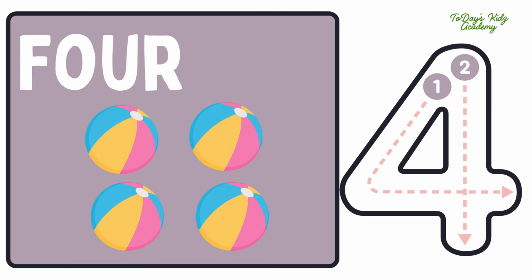Number 4. This is the number 4. Say 4. Let's trace it. Down, across, straight down. 4. Now count. 1, 2, 3, 4. 4 beach balls.